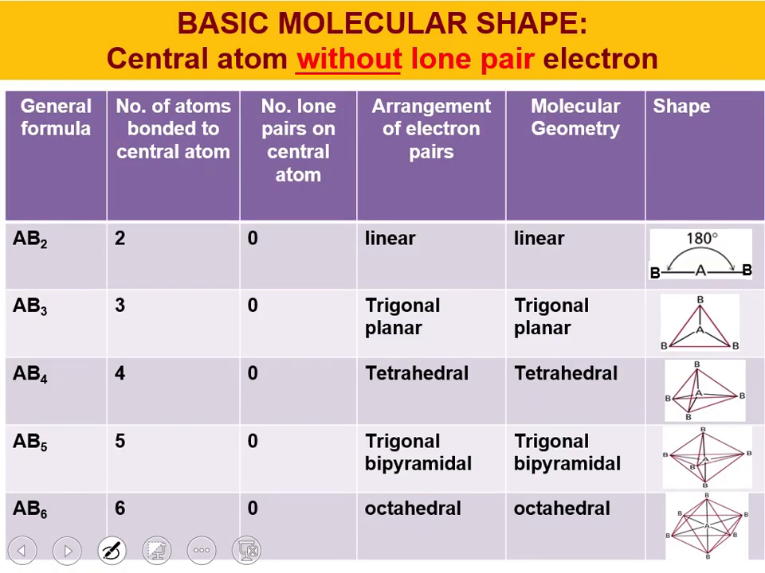This is basic molecular shape without lone pair. So we have general formula here. Okay, so in general formula, we just represent central atom as A and terminal atom as B, or bonding pair as B. So if you have two bond, one central atom, the general formula for that molecule is AB2. If you have two bond, AB2. If you have three bond, AB3. If you have four bond, AB4, and so on. Okay.